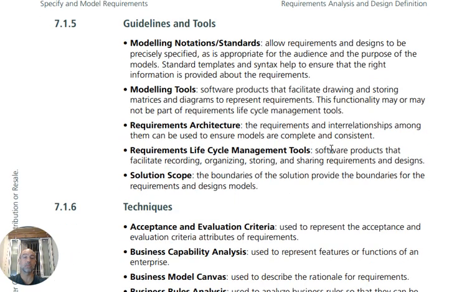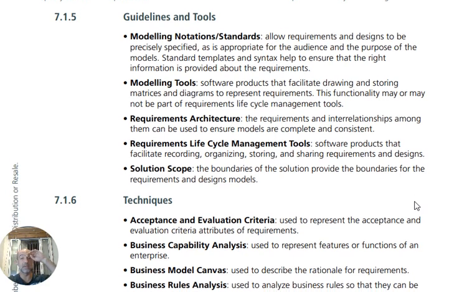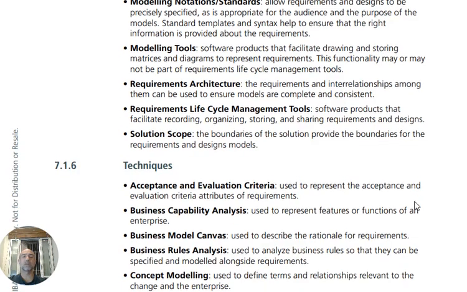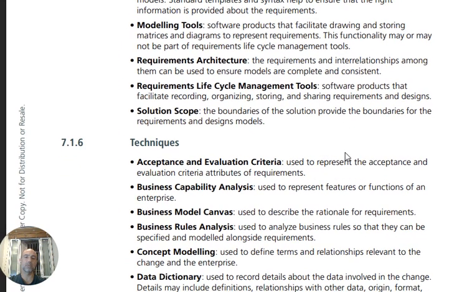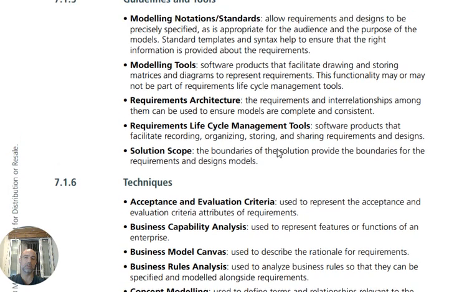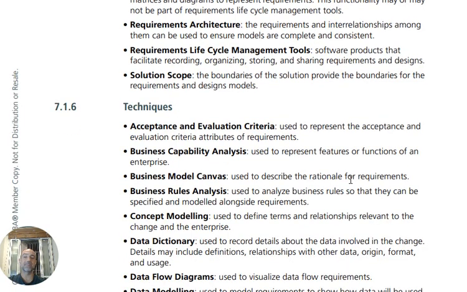Requirements architecture, where the requirements and their interrelationships among them can be used to ensure models are complete and consistent. Requirements lifecycle management tools, software products that facilitate recording, organizing, storing, and so on. Solution scope. They're literally feeding us right now what we could use in order for this to get done. What are the techniques you could use?